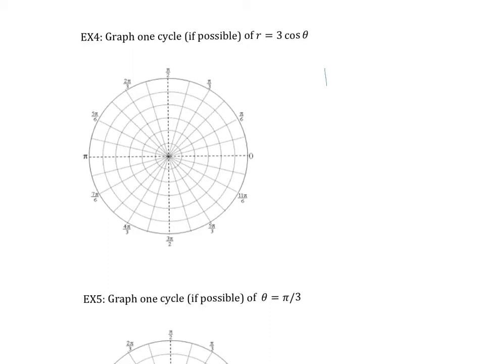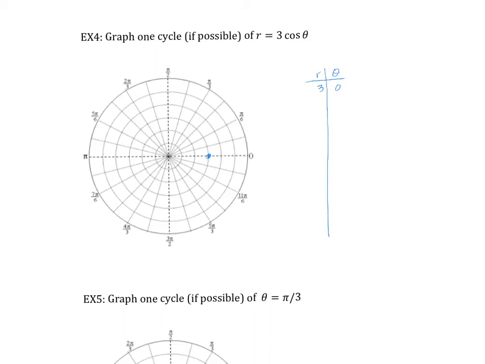So I'm just going to make a table of values where I have r values and theta values. I'm going to put different theta values in. I always start with theta is equal to 0. And then if theta is 0, cosine of 0 is 1, so r is 3. This is going to pass through 1, 2, 3, this point here.